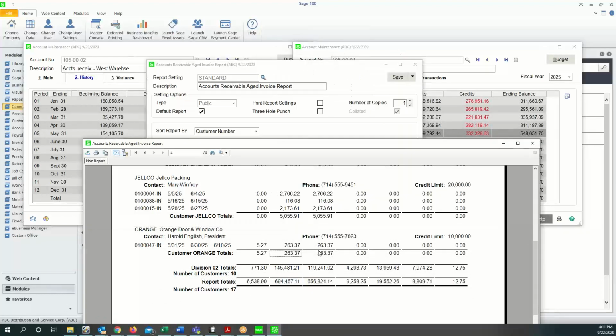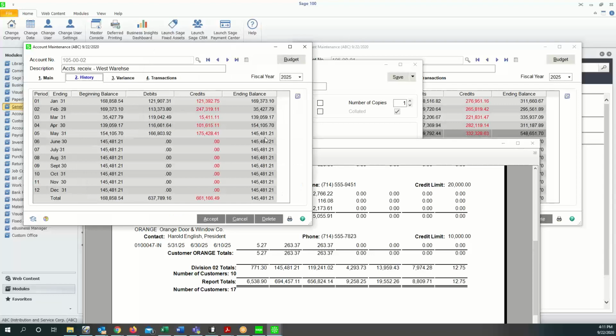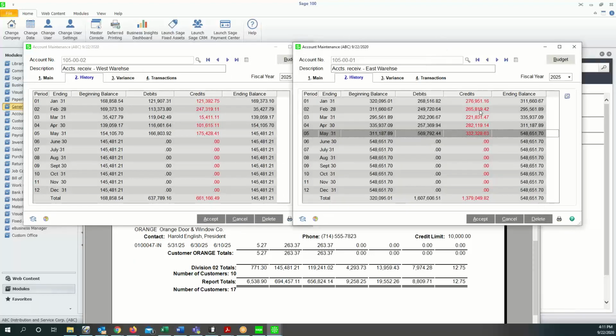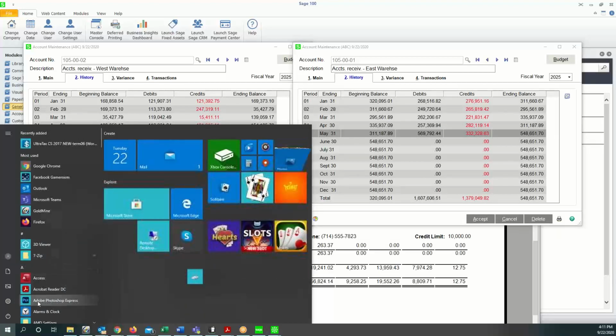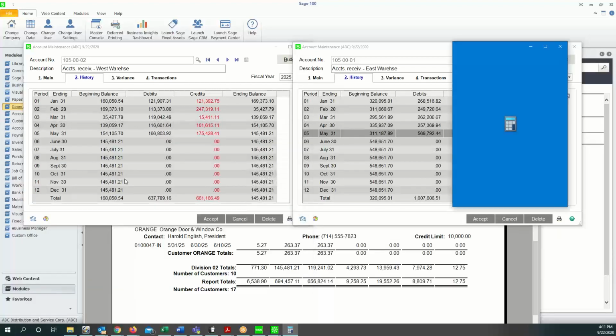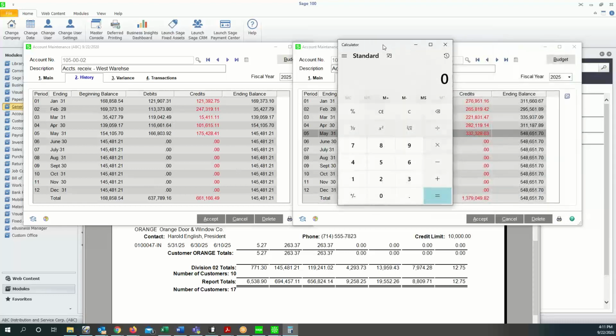Let's see if I can get these. So the 145,481.21, and the 70, actually, it does not completely balance. So if we look at the math, I can tell by looking at the last digits in the decimals that I'm off a little bit. If I do some quick addition here, 548,651.70, I'm actually off by a few hundred dollars.